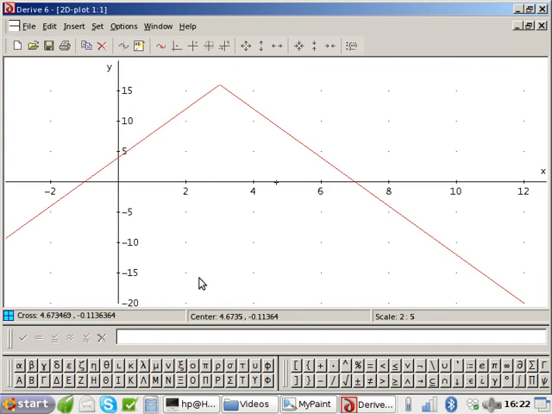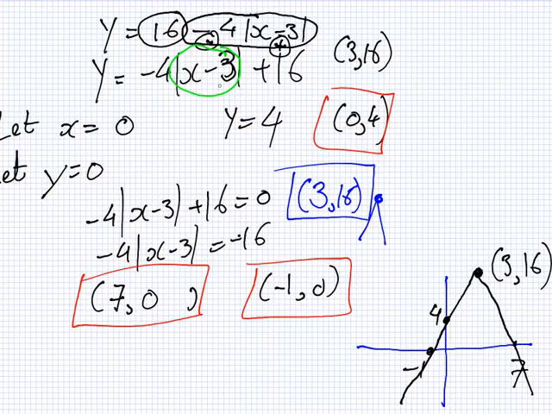Right, where did I say it crosses the x-axis? What were the roots we calculated? -1 and 7. Seems right? What did I say it crosses the y-axis at? 4. And the maximum was 36. Yeah. Now, why would you care about the graph?